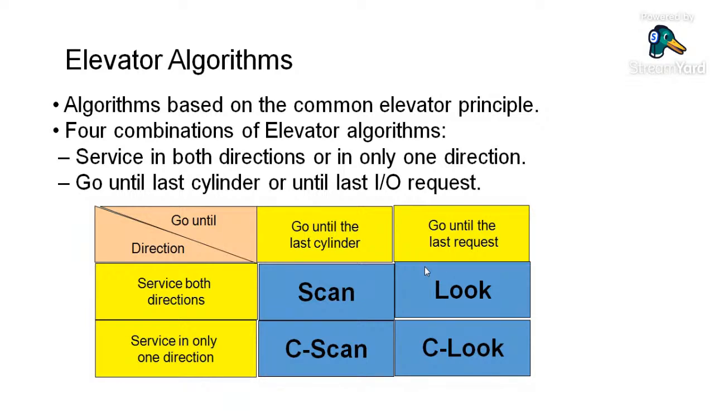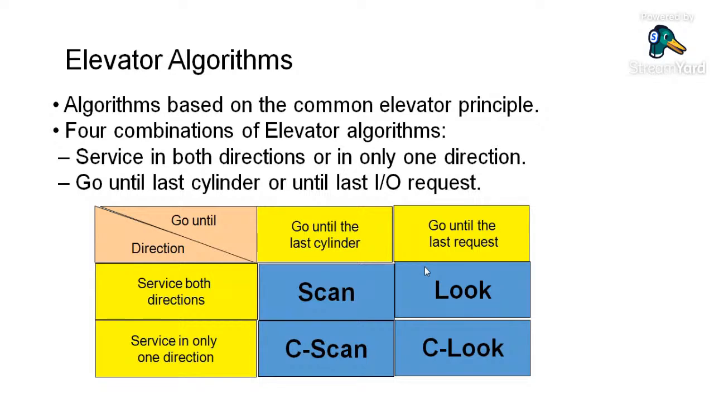And what about the LOOK? LOOK goes until the last request is satisfied. Instead of the last cylinder, it is going to satisfy the last request. It is not going to touch the last cylinder. It is going to satisfy only the last request. And it may go in both directions, maybe towards left or right. What about the C-LOOK, circular look? Again, it goes until the last request. Again, it is not going to touch the last cylinder and serves only in one direction, maybe towards the left or maybe towards the right.